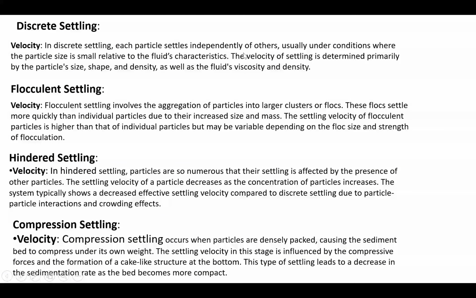This also depends. You see here, the velocity of settling is determined primarily by the particle size, shape, and density, as well as the fluid's viscosity and density. But when we see the size compared to other settlings, the particle size, when you consider the whole system, is small. So related to the fluid character, here the settling velocity is comparatively lesser.